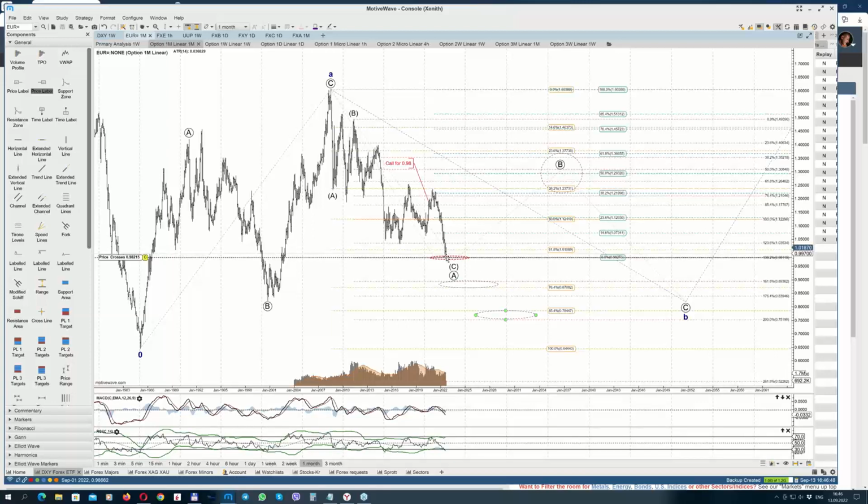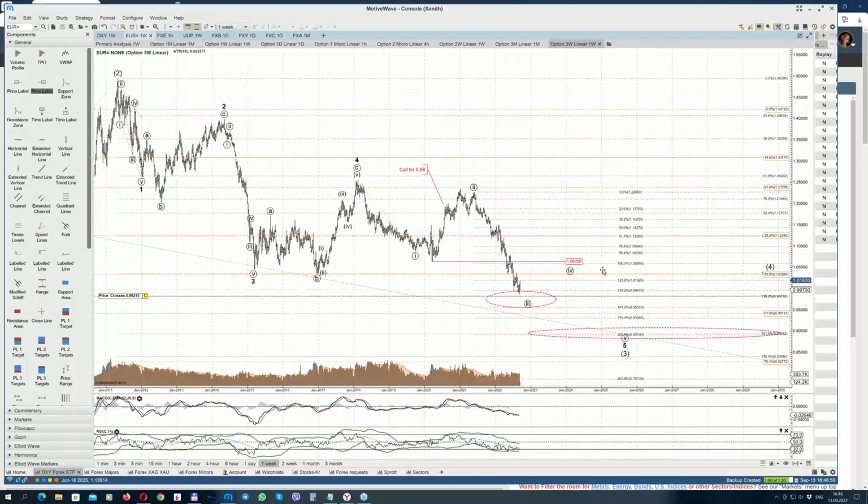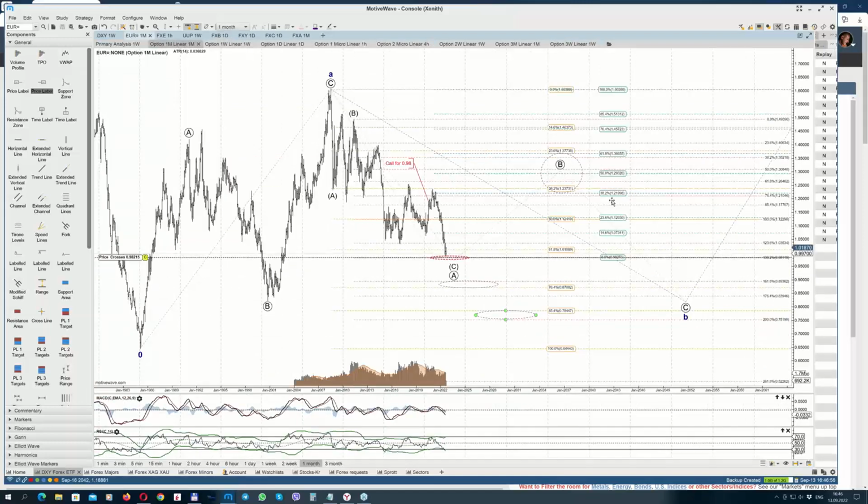In the case we take out the 106.35 level, the next target may be met at 121, roughly the 122 region. Further extension to the upside could reach 136.